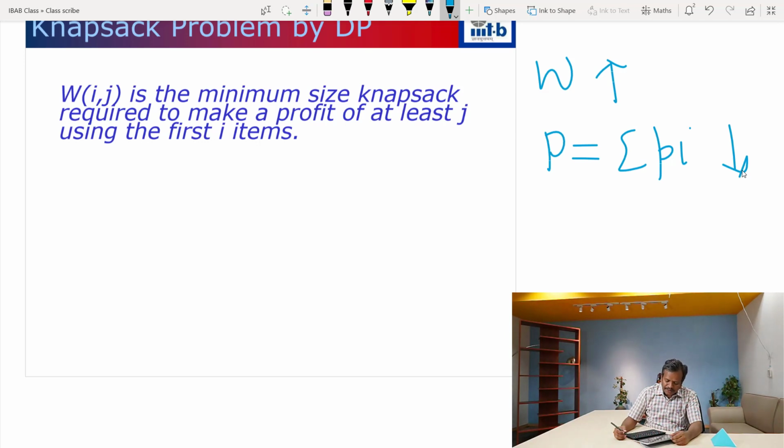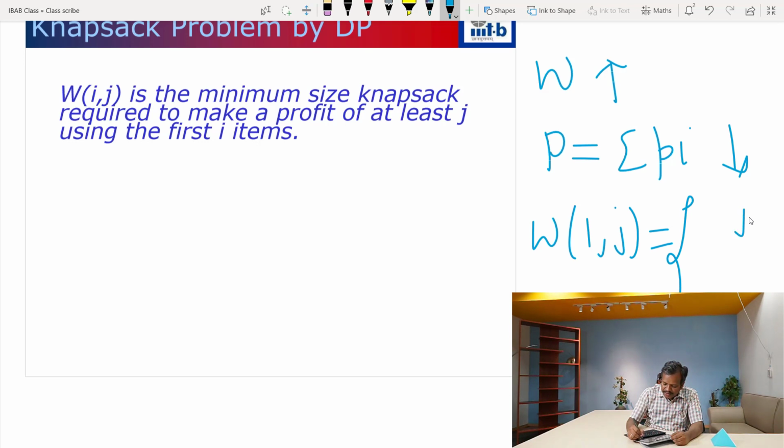So how do you fill the first row in the table? If I have to consider only the first item, and I have to make a profit of j, if j is very large, so if j is greater than v of 1, if you are given only one item, either you pick it or you do not pick it, right? So if you want to make a very large profit compared to the profit that you can make out of the first item, it is not possible. So the size of the knapsack that is really required is infinity.